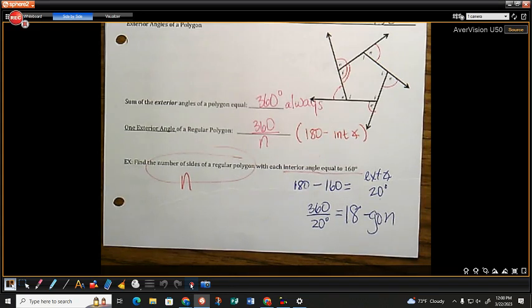Oh, we're done. Thank God. Why do we have to do angles and convex polygons?